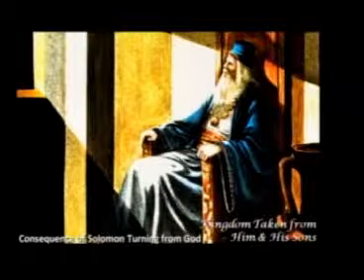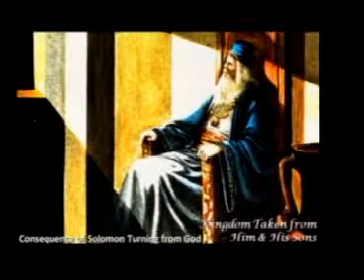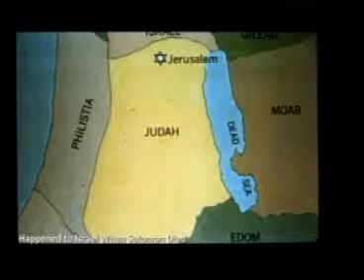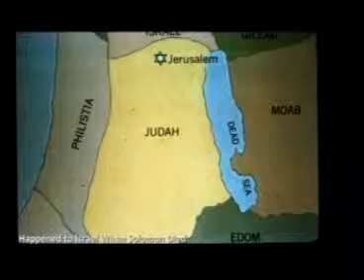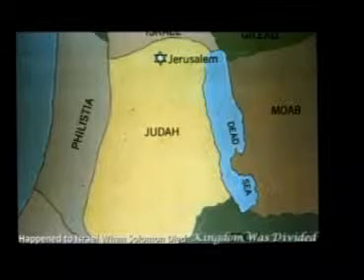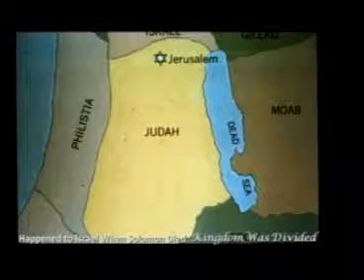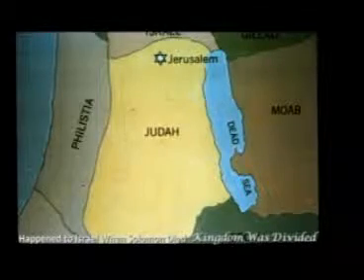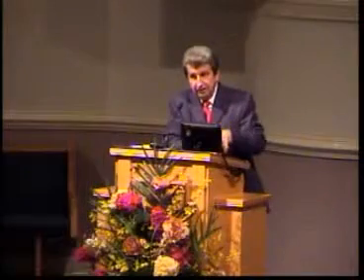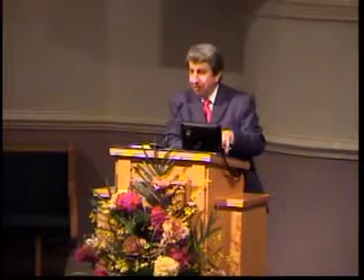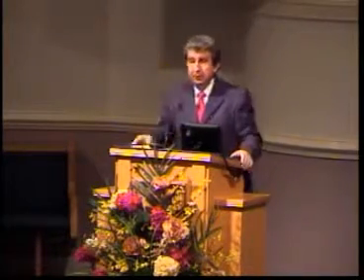Then there's the third slide, and that is the map, and that is what happened to Israel when Solomon died. And the answer is the kingdom was divided. The southern kingdom was Judah. The northern kingdom was Israel. Capital of the southern kingdom was Jerusalem. Capital city of the northern kingdom was Samaria.